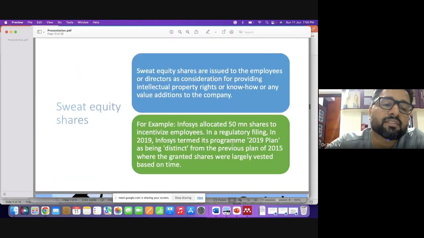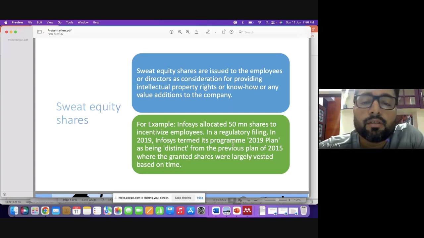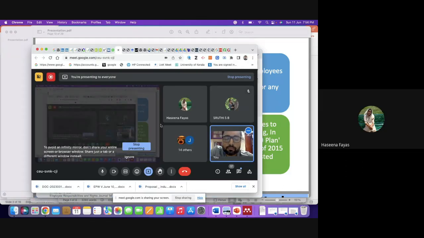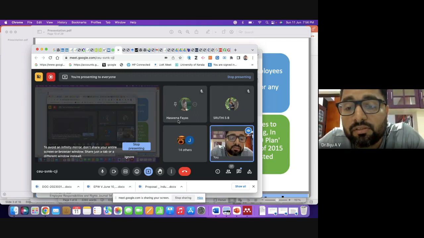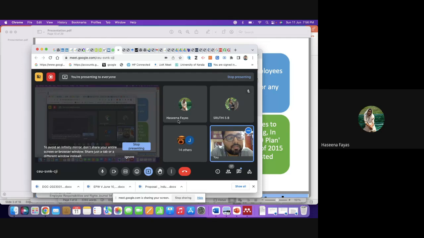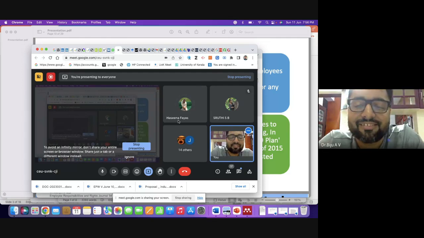And another one, that is sweat equity shares. So what are sweat equity shares? Anybody can say? Issued to employees. It is issued to employees. Why is it named as sweat equity? What is the Malayalam word for sweat equity shares? Viyarppu. Yes. Good.